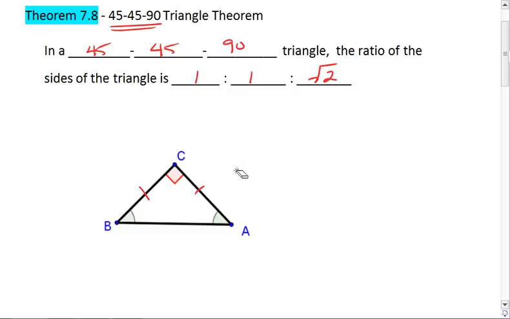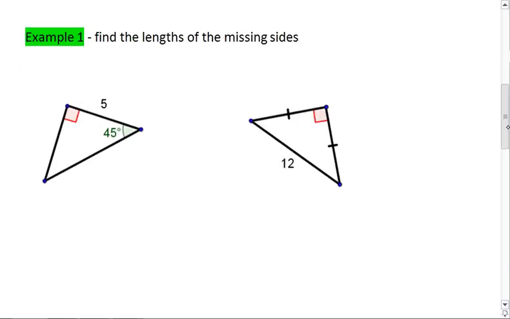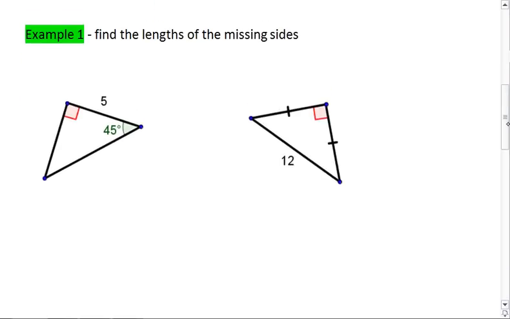And we can look at one more. What if your leg was 3? The other leg would also be 3, and the hypotenuse would just be 3 square root 2. Okay, so take a moment, work through example 1 on your own. Given these triangles and given the lengths of the sides, fill in the missing side lengths. Pause the video if you need to, and then restart when you're ready to see the solution.